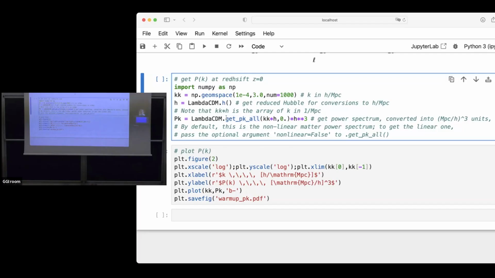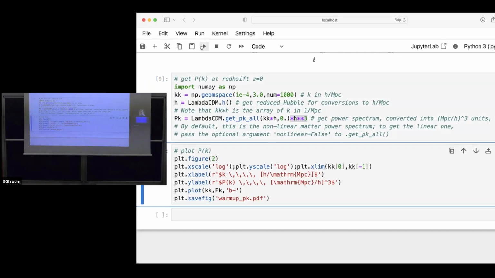And this function, as you could check by looking at the doc, expects a list of wave numbers in units of h per megaparsec, and will give you the pk in units of megaparsec to the 3. So if you wanted these k values to be in h per megaparsec, you need to correct for it. And if you want your matter power spectrum to be in megaparsec over h to the 3, you need to correct for it here. So this is unit conversion.